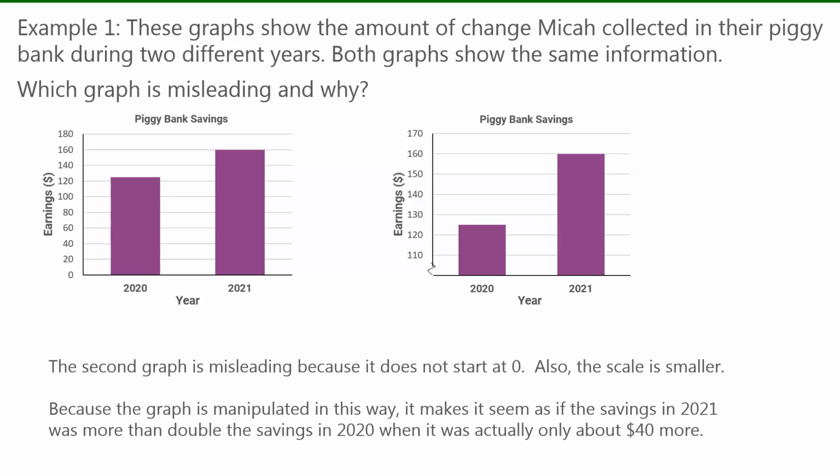When the graph is manipulated in this way, it makes it seem as if the savings in 2021 was more than double the savings in 2020, when in actual fact it wasn't. It was only about $35 more. So the first graph would be an accurate representation, whereas the second graph distorts the information.